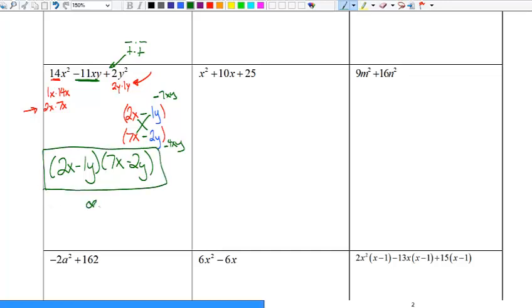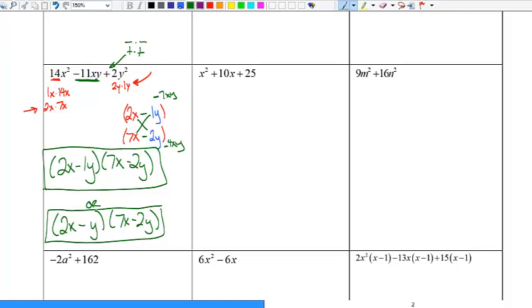Now, some students are always asking me, Miss, do you have to have the 1 in front of the y? No, you don't have to have the 1 in front of the y. You can also put it like this. And then the next student's going to say, hey, Miss, can I keep the 1 there? Yes, you may keep the 1 there if you really, really want, okay?